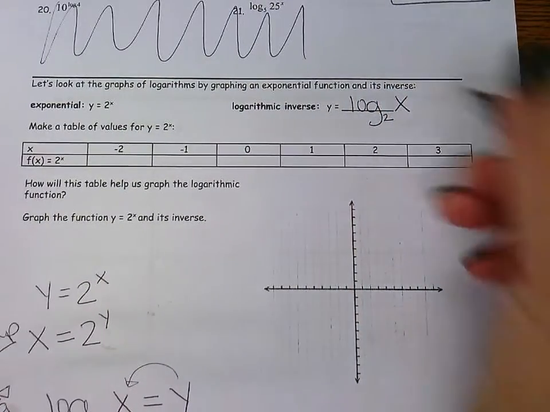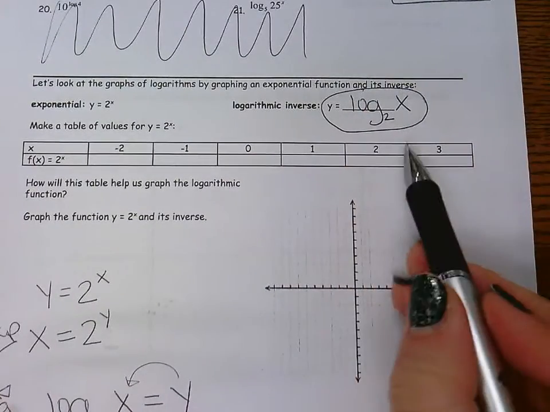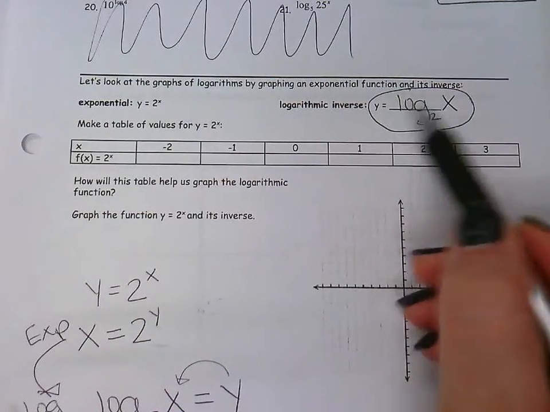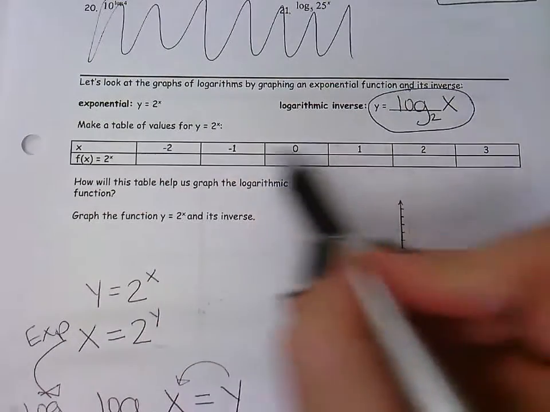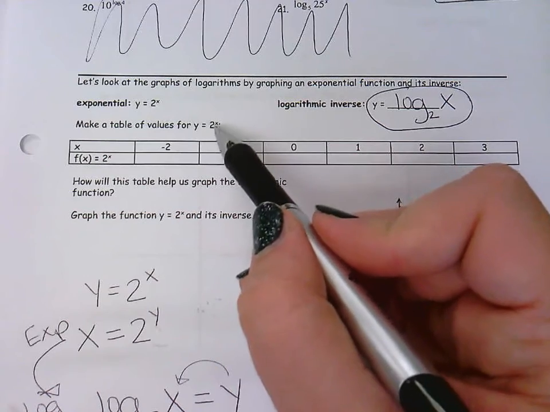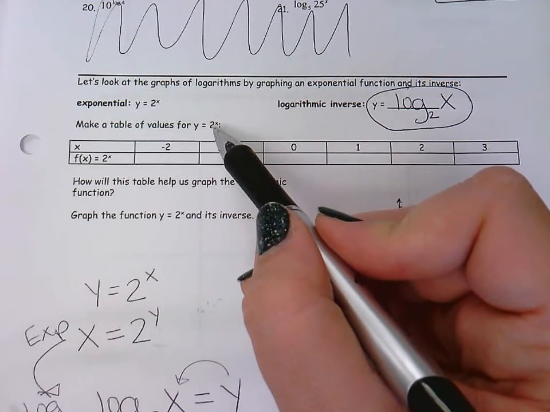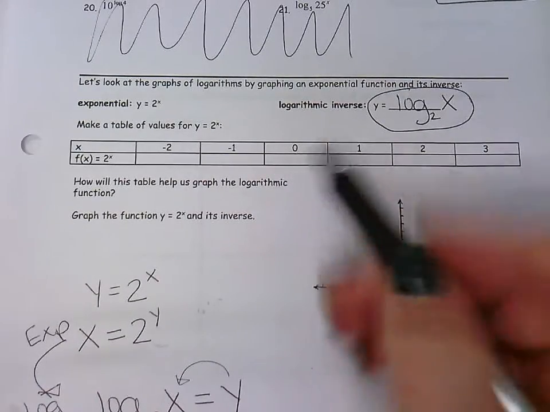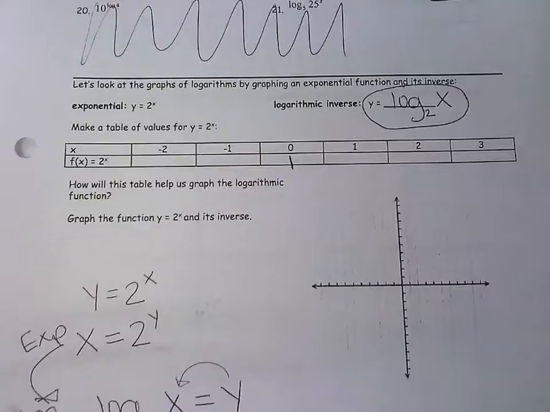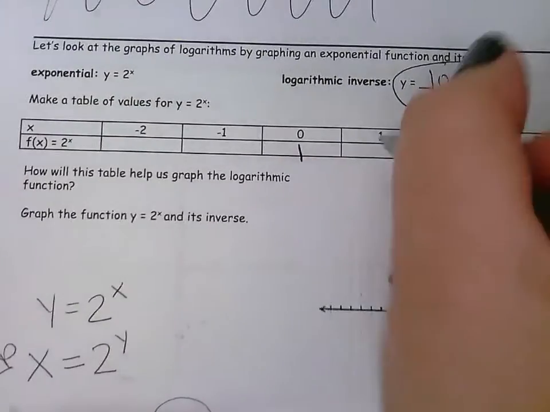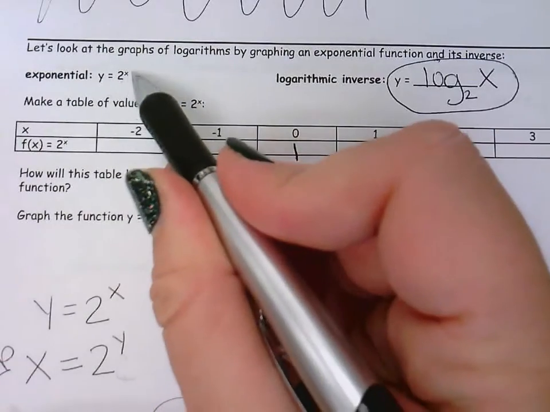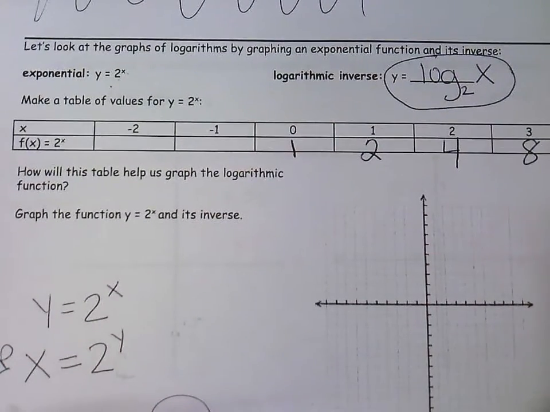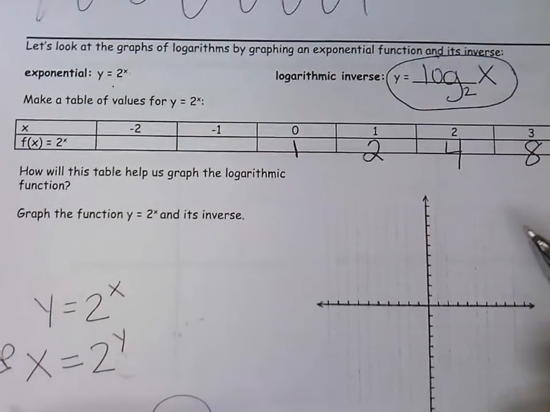So that's what we want to learn how to graph, a parent log graph. We're going to use the exponential graph to graph the log graph. So let's make a table of values for 2 to the x, because we already know how to graph 2 to the x, right? I'm going to start at 0. What's 2 to the 0 power? 1, right? And what is 2 to the first power? 2, right? What's 2 squared? 4. And what's 2 cubed? 8. So these are points that we should have been able to graph on our quiz on exponential functions.